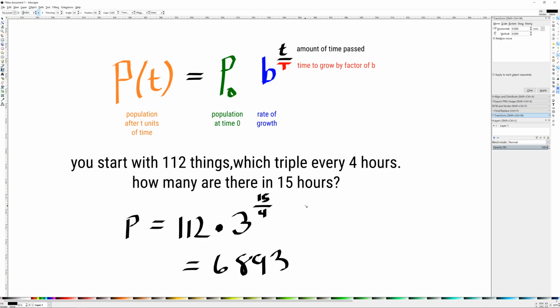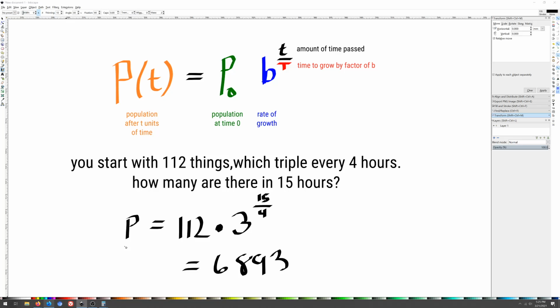So that's how the exponential growth will work. So let me show you your homework here.